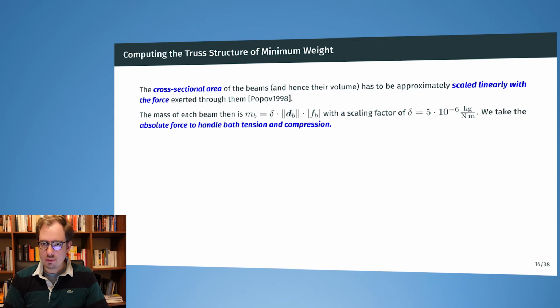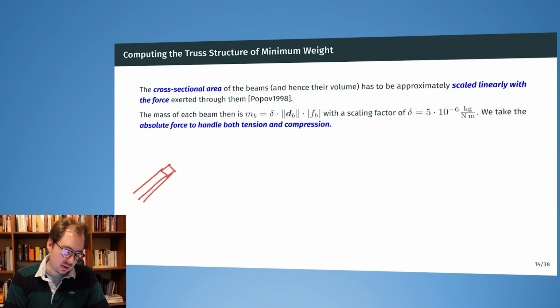So the weight of a certain beam is defined by its cross-sectional area. So we know the length of the beam because the positions of the joints are fixed. And now when we look at the beam here, it has a cross-sectional area. And then the weight of the beam would be the volume of the beam, which is the length times the cross-sectional area, plus some constant factor that depends on the material, like what type of steel you are using, for example.